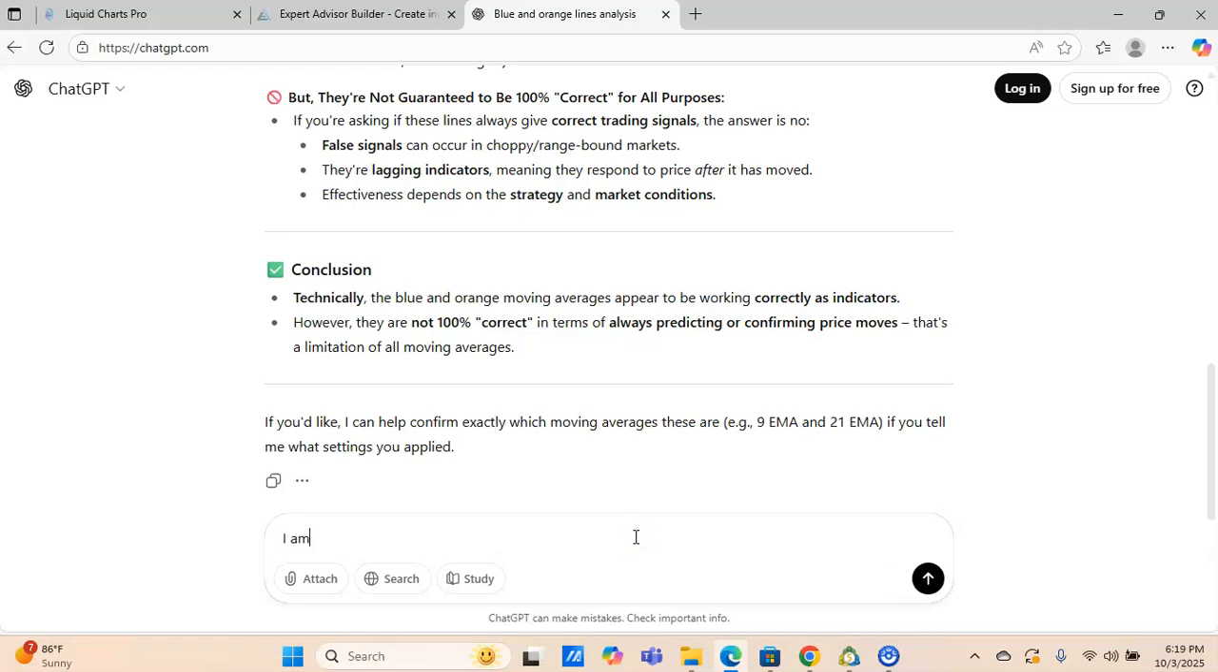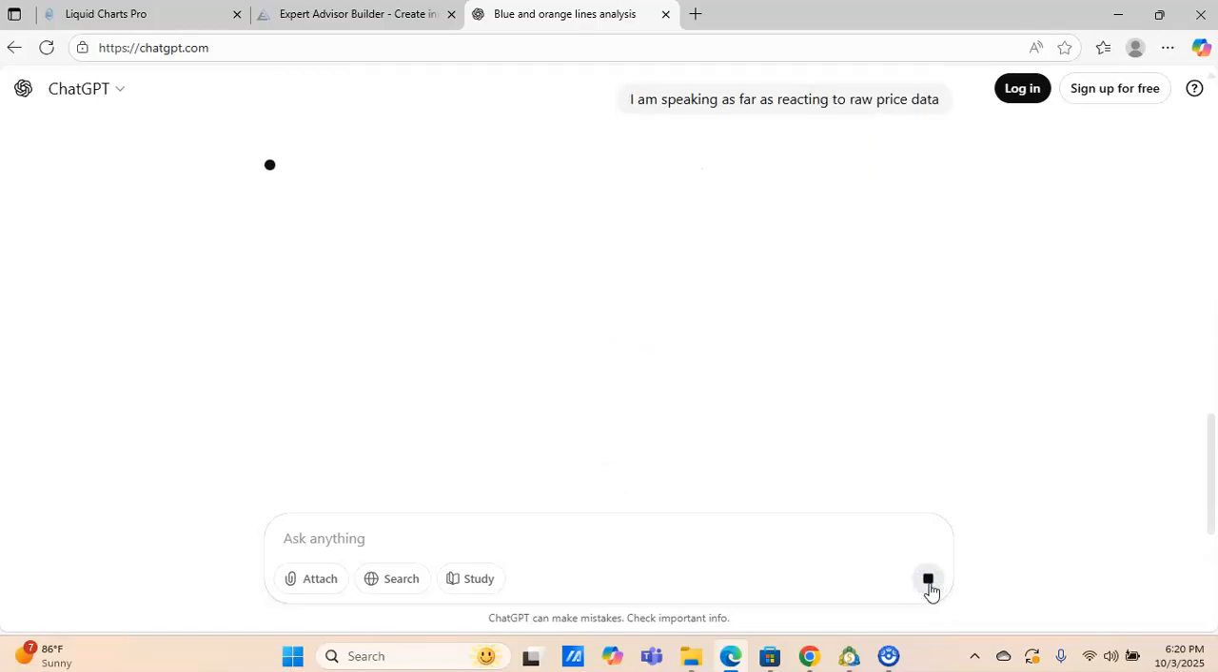I am speaking as far as reacting to raw price. What's the word people use? Price movement. Price data. We'll just say data to make it more technical. Watch, it's gonna say it's 100% correct.